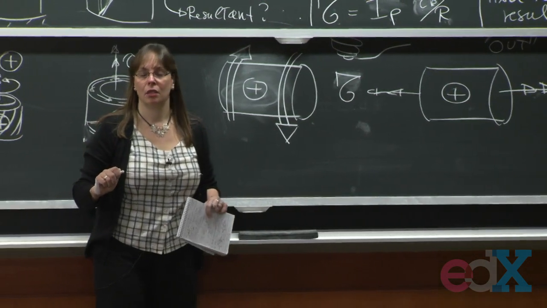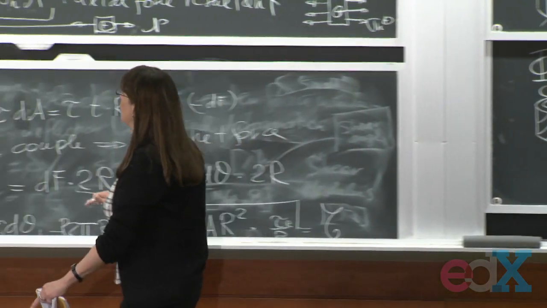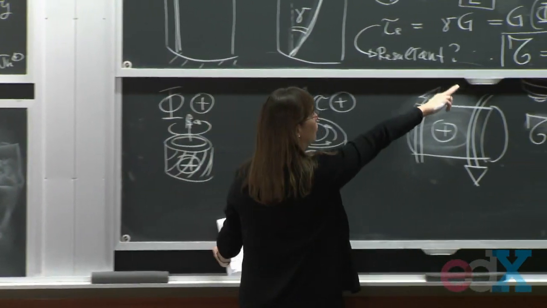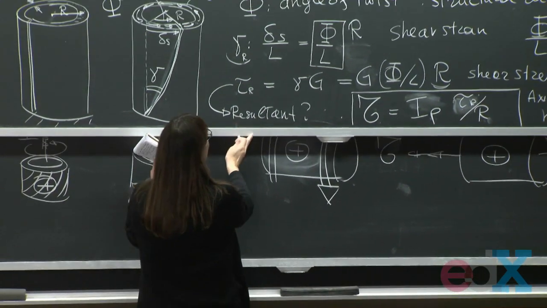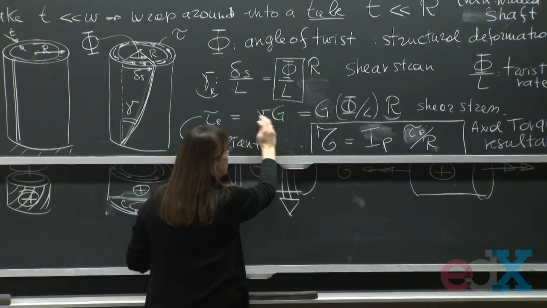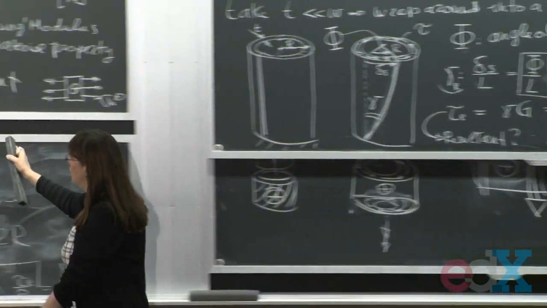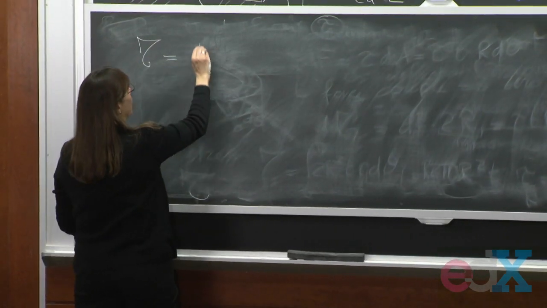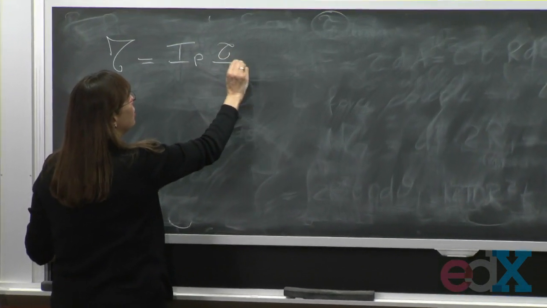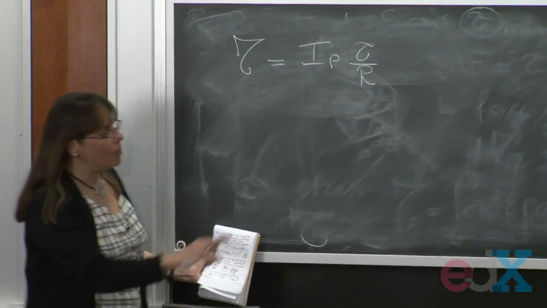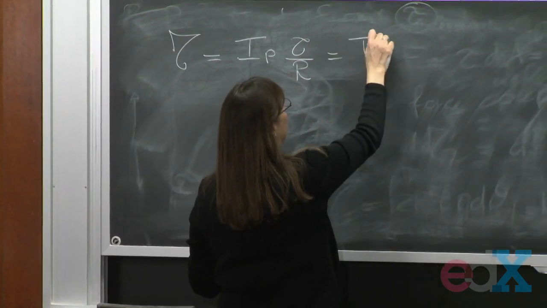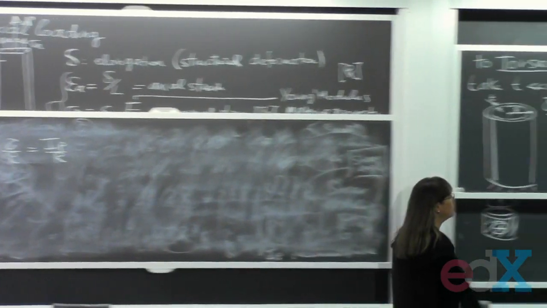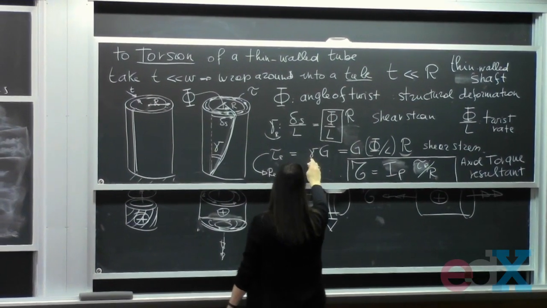Okay? All right, we need the last step. Let's do this last step. So we have that one, we have this one. Essentially, the last step is I'm going to put together this, this, and that. Okay? Let's use it. So we have that the torque is equal to the IP times tau divided by R. And then we have the tau. So we have IP divided by R times our expression for tau. Tau is gamma times G.